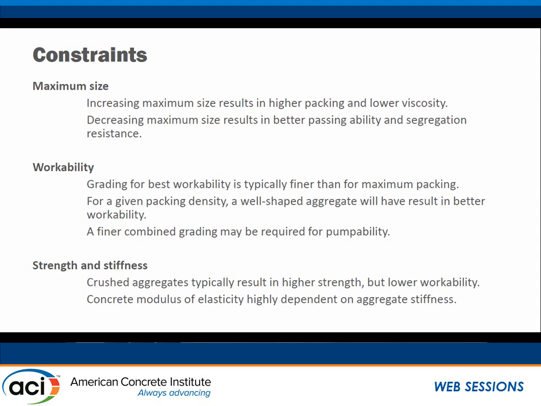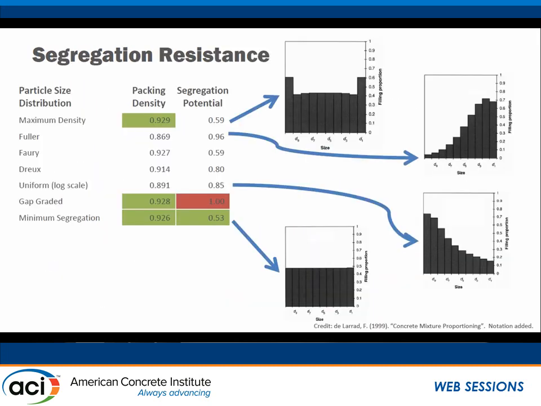And then for strength and stiffness, coarse aggregate, if you look at the crushed aggregate, we're going to have higher strength generally than a rounded aggregate, even though the rounder aggregate may give us better packing and workability. And then the modulus of elasticity is highly dependent on aggregate stiffness. So we may have to give up some packing in order to get higher stiffness from a dense crushed aggregate.